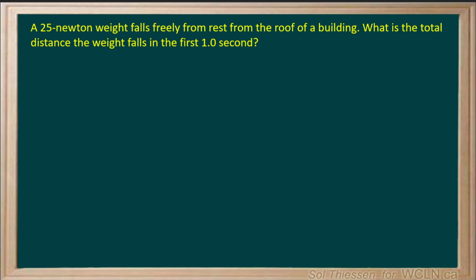Okay, so let's write down what we know. We know that the weight falls freely from rest, so its initial velocity will be 0 meters per second. We want to know the total distance the weight falls, which will be the magnitude of our displacement. So we'll use an equation to find the displacement, and then we'll take the magnitude to get the distance.